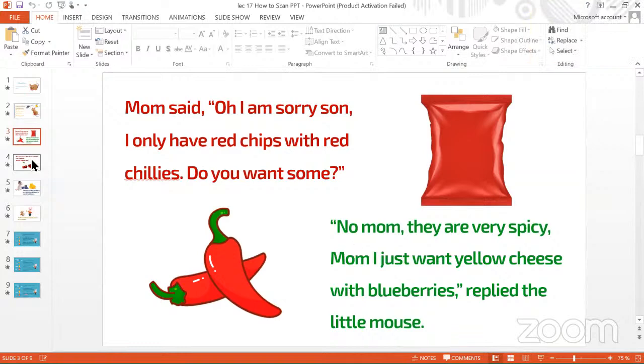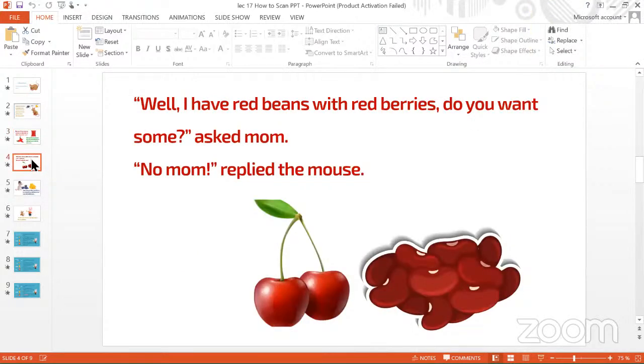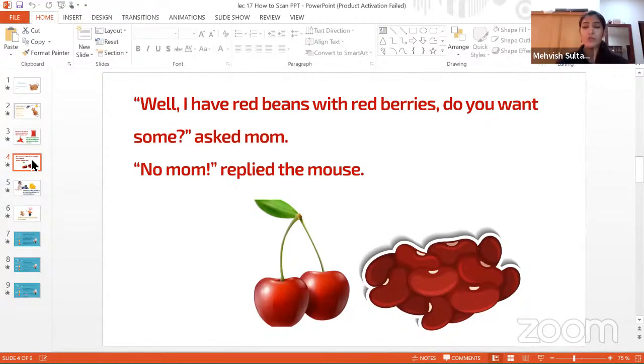Mohini, can you please try to read the slide? Well, I have red beans with red berries. Do you want some? asked Mom. No, Mom, replied the mouse. That was wonderful.